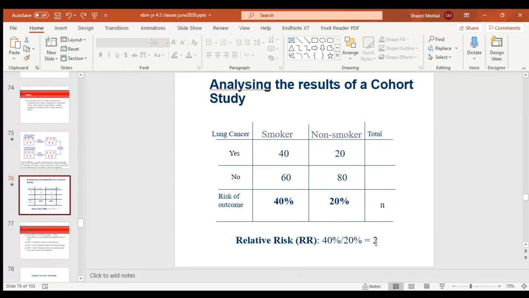So what does 2 mean? Simple to interpret, just like how we interpreted relative risk for RCT. It simply means smokers have twice as much lung cancer compared to non-smokers. So then would you think that smoking increases the risk of lung cancer? Yeah, sure, you would think that. But before you come to that conclusion from a cohort study, you would really need to see whether there are other factors that go with smoking that could be making people get lung cancer compared to non-smokers, and adjust and cater for that.